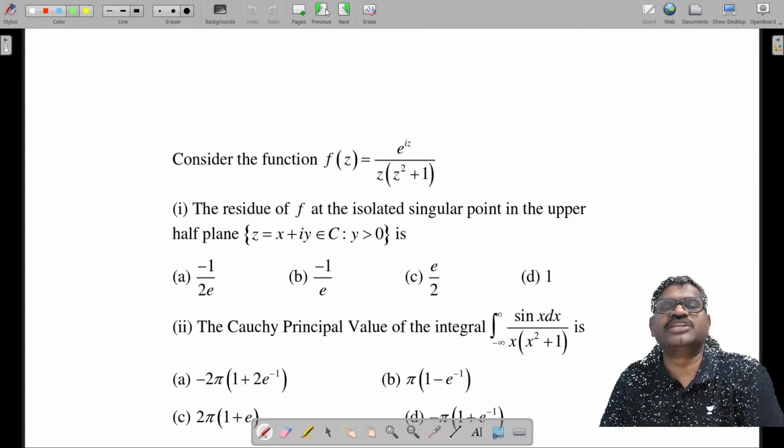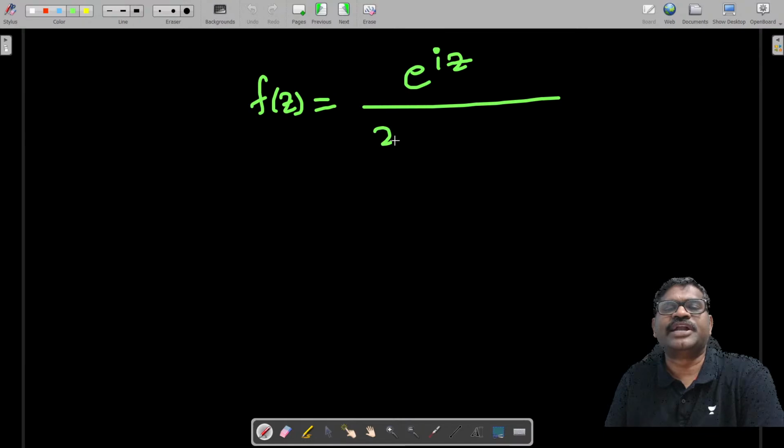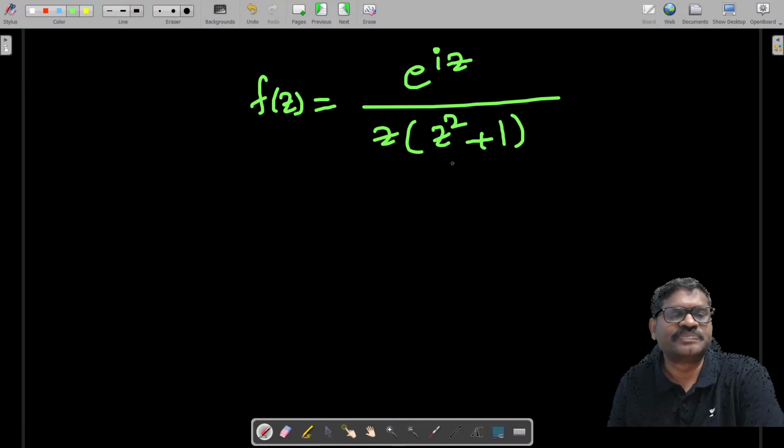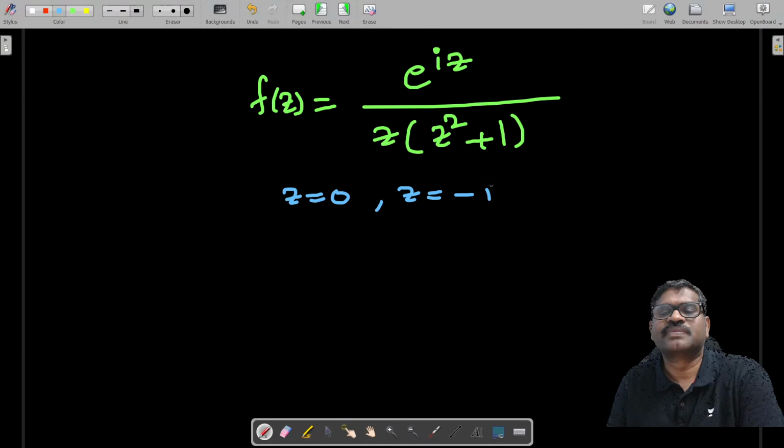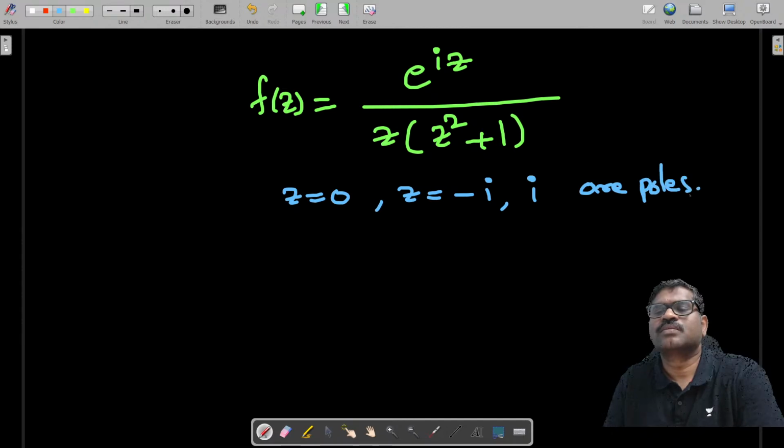e^(iz) by z into (z square plus 1). Here z equal to 0, z equal to plus i and minus i are the poles. Which one lies in the upper half plane?